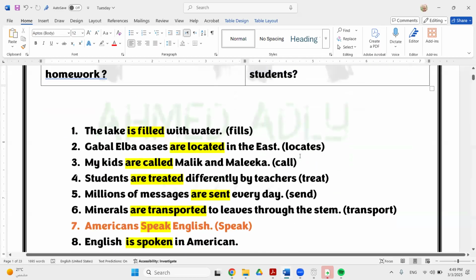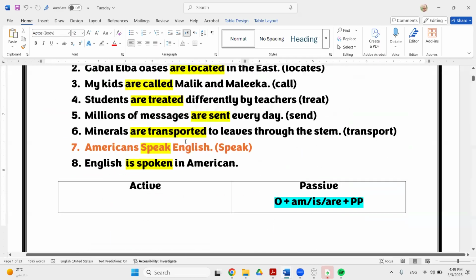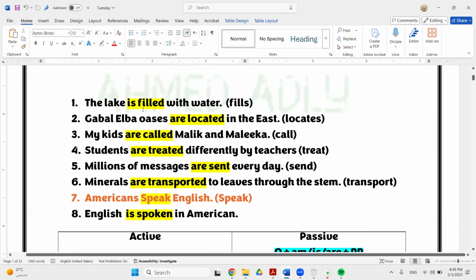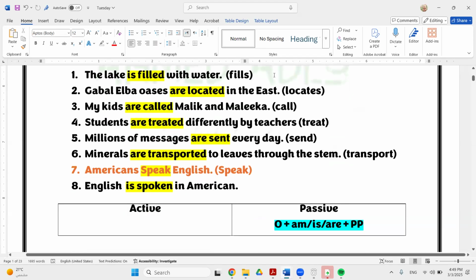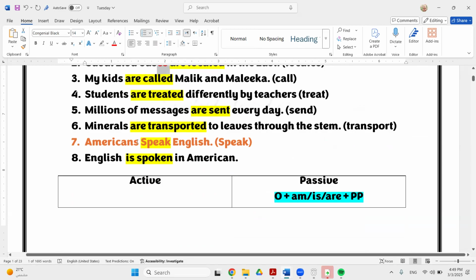by students. We have more examples here. We said جبل علبة fills with water: is filled, the lake is filled with water. جبل علبة oasis خلي بالك es the plural: are located. My kids are called Malik and Malika. Students are treated differently by teachers. Millions of messages are sent every day. Minerals are transported to leaves through the stem.